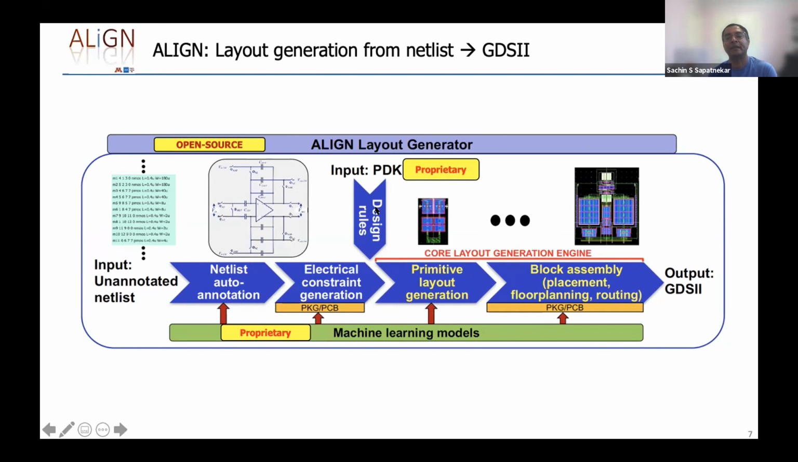So this is where you meet up with the PDK. We abstract the design rules and generate layout for the lowest level blocks, which we call primitives. These are things like differential pairs or current mirrors. Then we progressively go up the design hierarchy to assemble the blocks and create the final placement, floor planning, and routing. So this is, in a nutshell, what the overall process is.